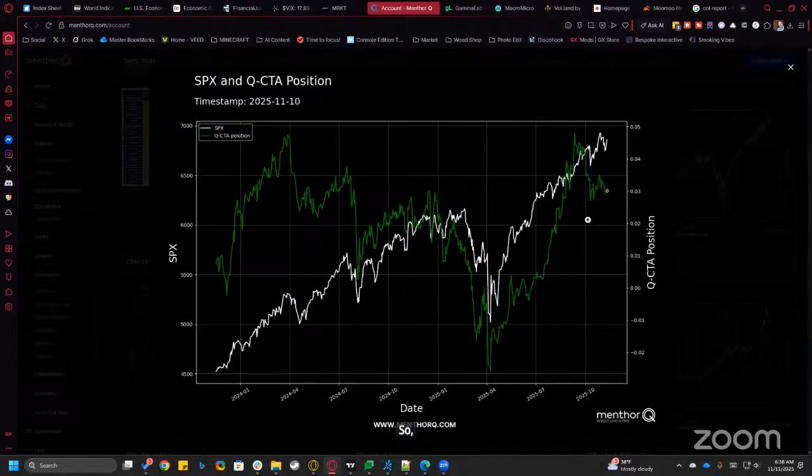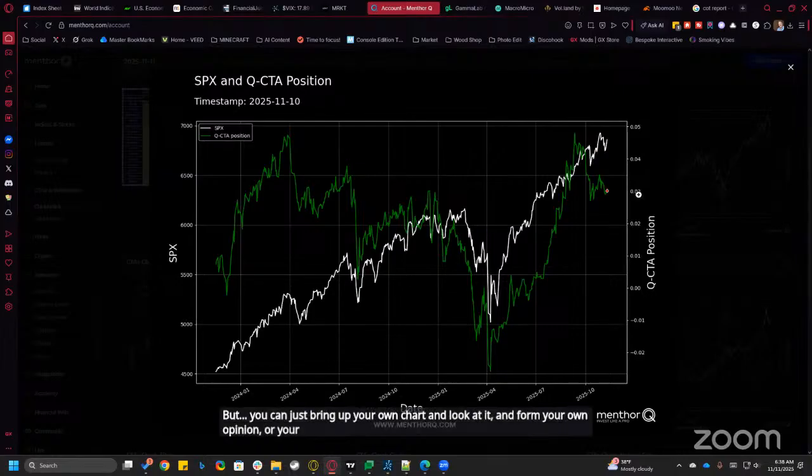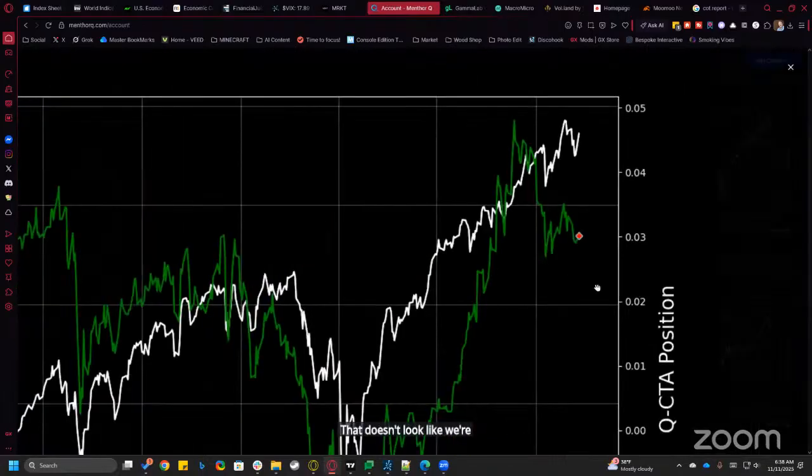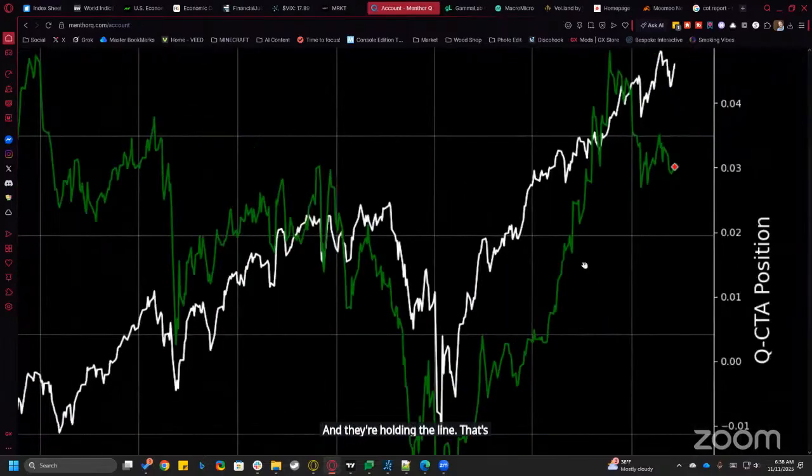So, you got a lot of analysts out there who put their own spin on things and they say things off the cuff that can be misinterpreted or whatever, but you can just bring up your own chart and look at it and form your own opinion or your own point of view. That doesn't look like we're dumping. It doesn't look like they're selling. They sold off a little bit and they're holding the line. That's what I get out of it.